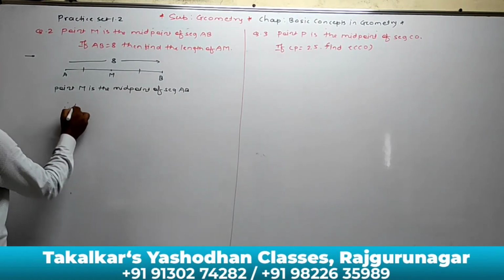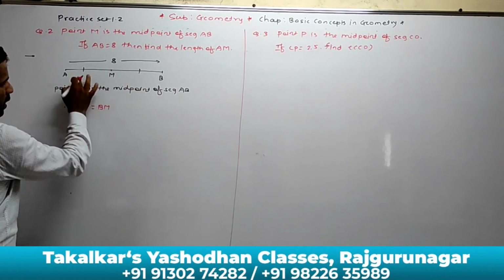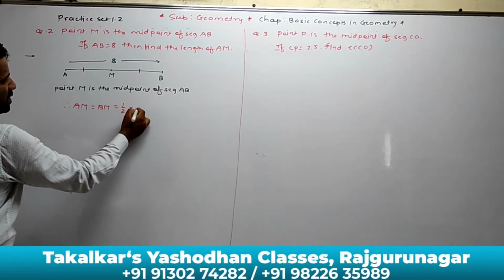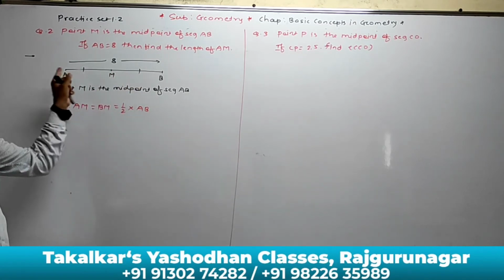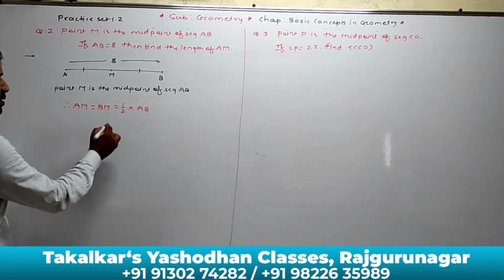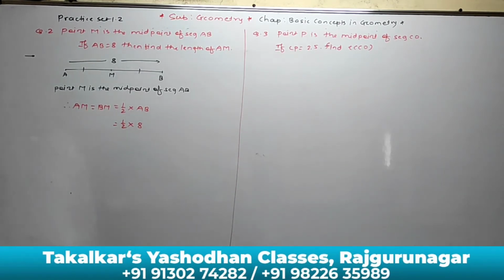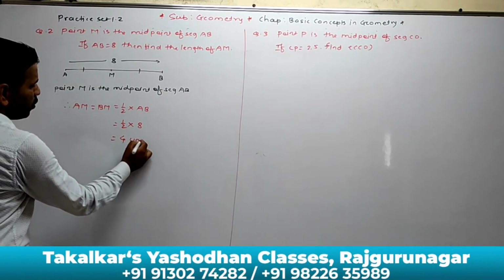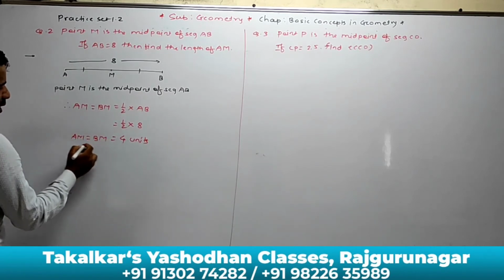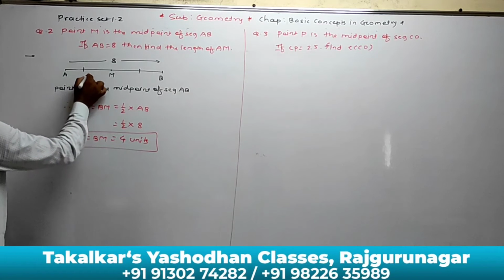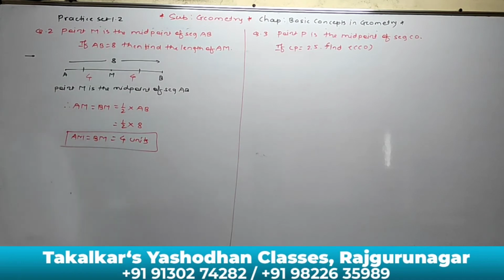AM and BM हे दोघे इक्वल असणार but they will be half of AB. लक्षात ठेवा, AM आणि BM इक्वल असणार, पण ते AB चे हाफ असणार आहेत. So half of AB means half of 8. So it will be 4 units, AM as well as BM. हे दोघेही 4 units चे असणार each. Half 4 units and half 4 units. And that is why the total distance between A and B will be 8 units.